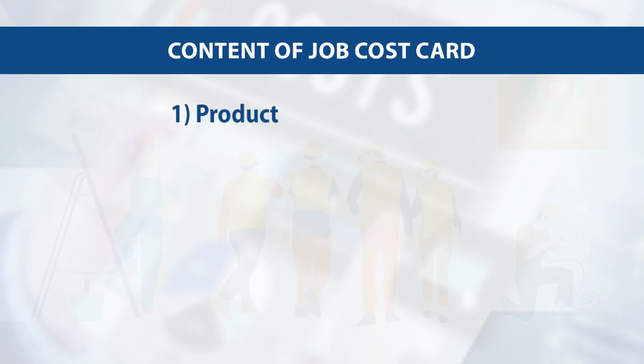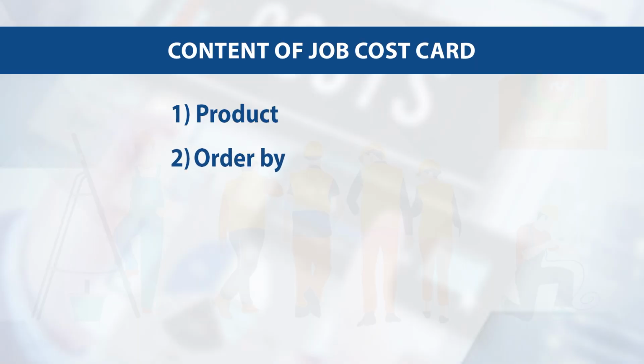First is product. It is possible that a business unit manufactures different types of products as per the orders of customers. Thus, clarification about the product is desirable and thus it is disclosed in the name of product.